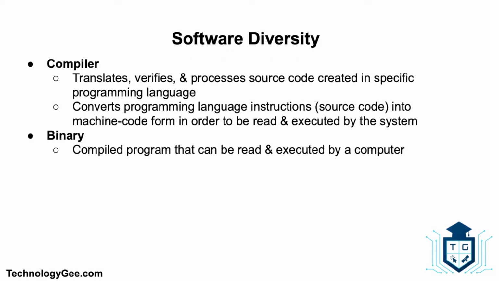And in case you don't know what a compiler or a binary is, a compiler is a program that translates, verifies, and processes source code created in a specific programming language. The compiler converts the programming language instructions or the source code into machine code form in order for it to be read and executed by the system. A binary is the compiled program that can be read and executed by a computer.